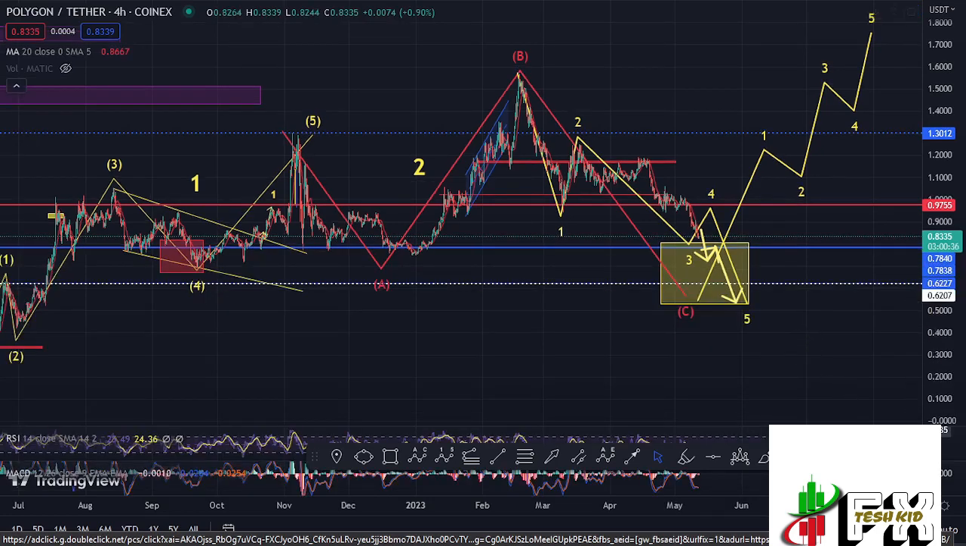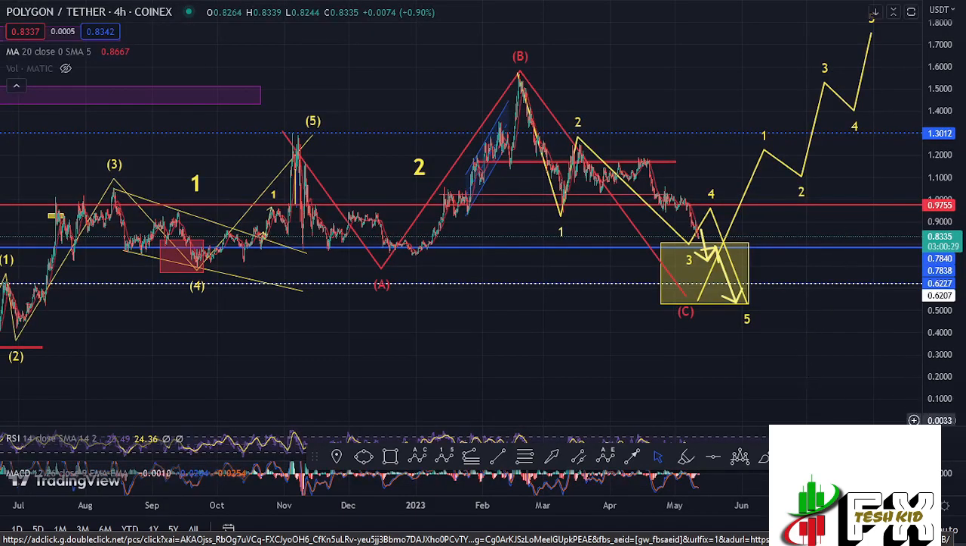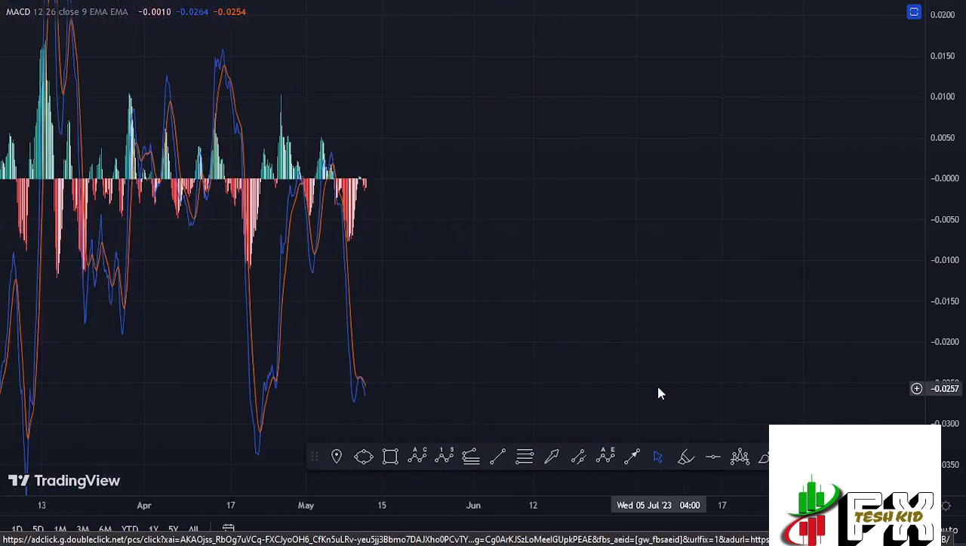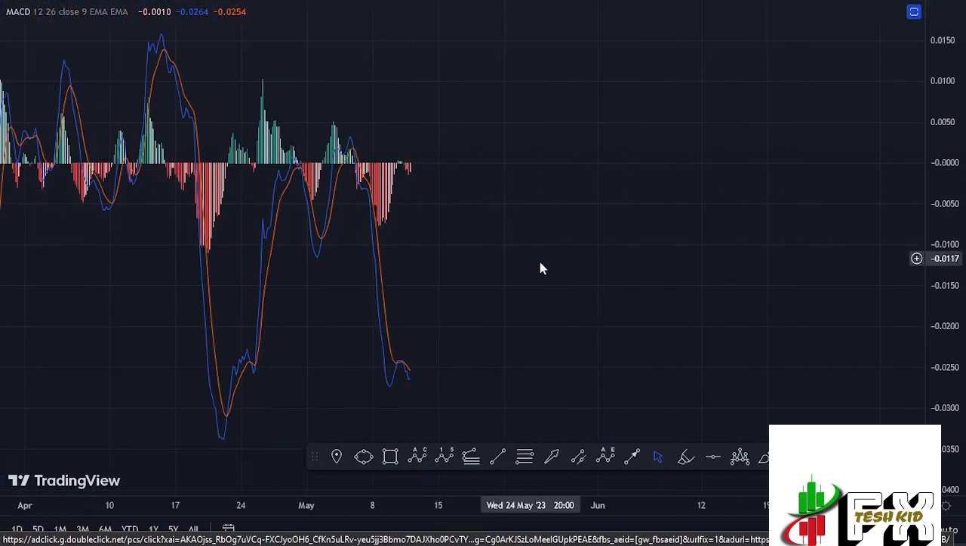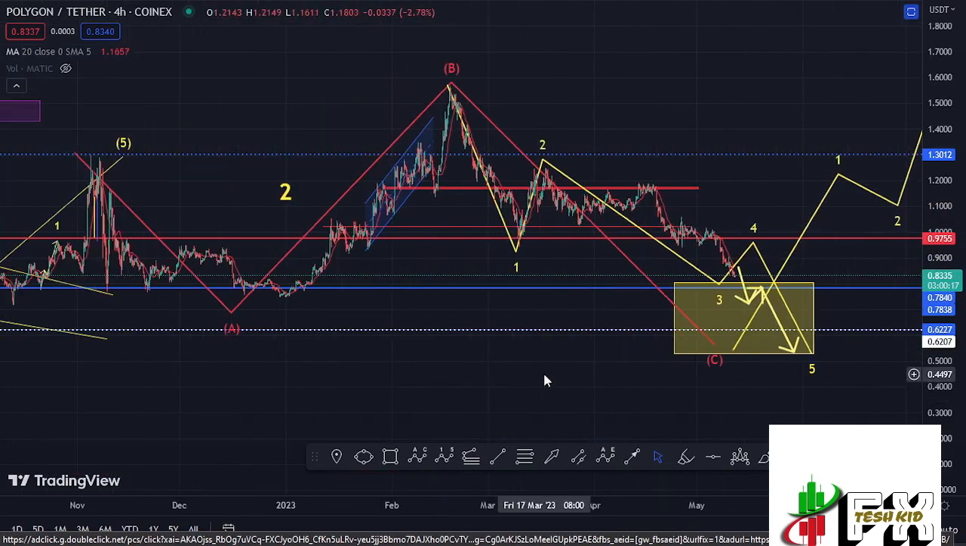Also taking a look at the indicators on the RSI, we are trading at around the 25 mark, meaning we have managed to get into the oversold region. Also taking a look at the MACD, we have been able to print a bearish cross, suggesting further breakdown. So let's be patient and see how that plays out, and I'll be keeping you updated.